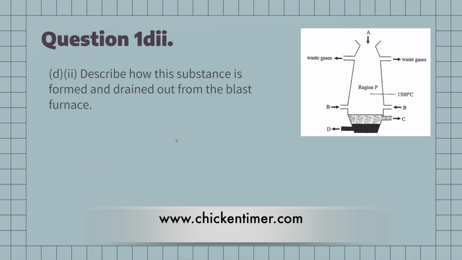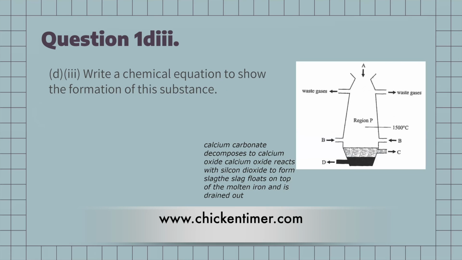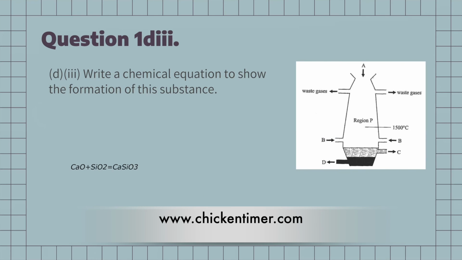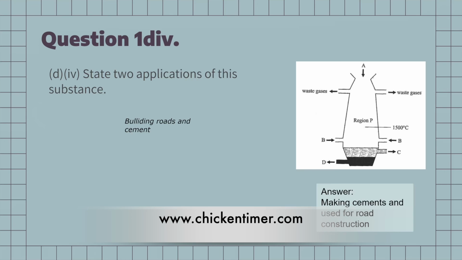Next one. Describe how this substance is formed and drained out from the blast furnace. So it's the formation of slag. If you can't describe it, at least write out the chemical equation. Calcium carbonate decomposes to calcium oxide. Calcium oxide reacts with silicon dioxide, the sand, to form slag. The slag floats. Write the chemical equation: calcium oxide.